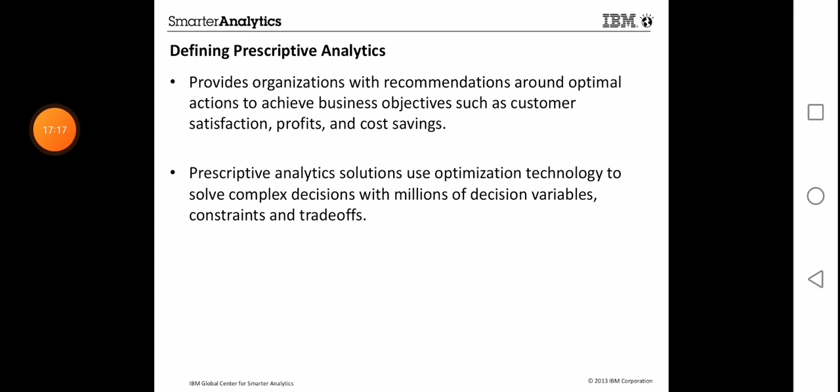So prescriptive analytics works with predictive analytics, which uses data to determine near-term outcomes. Organizations across industries are using prescriptive analytics for a range of use cases spanning strategic planning, operational and tactical analytics. And the solutions in prescriptive analytics use optimization technology to solve complex decisions with millions of decision variables, constraints, and trade-offs.